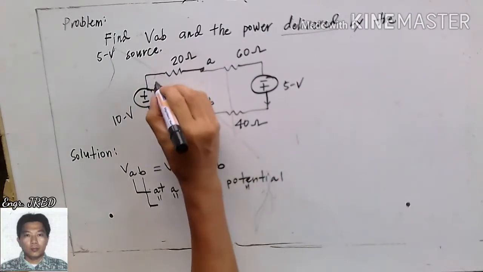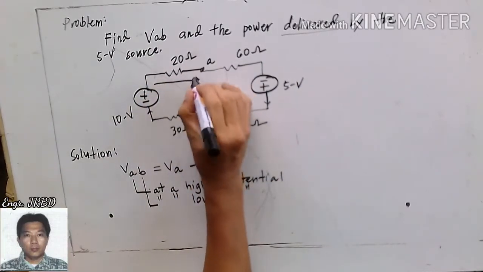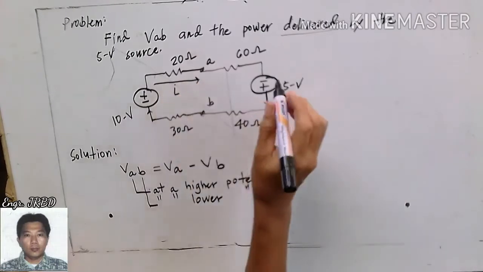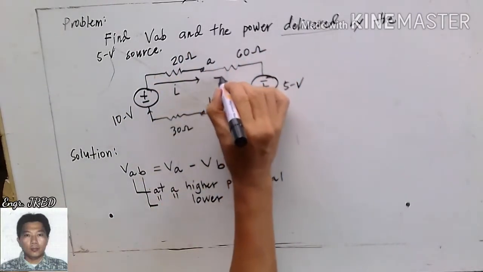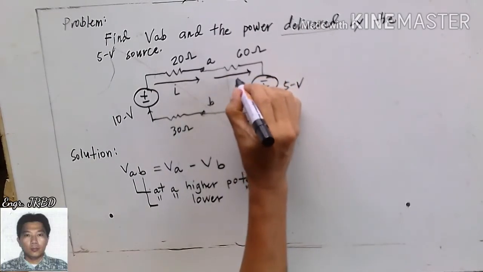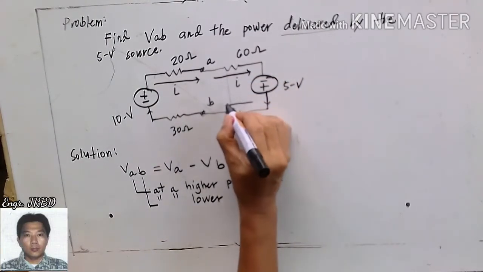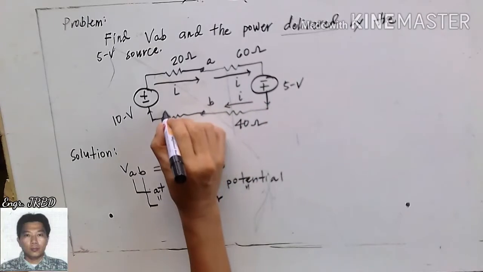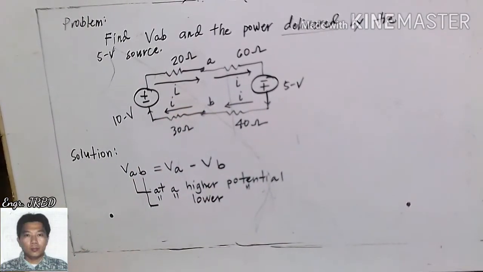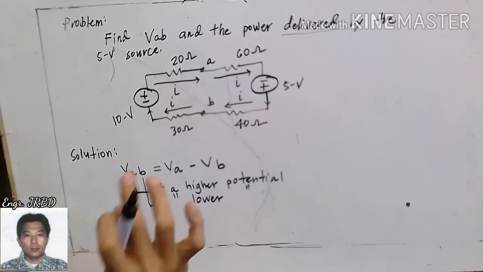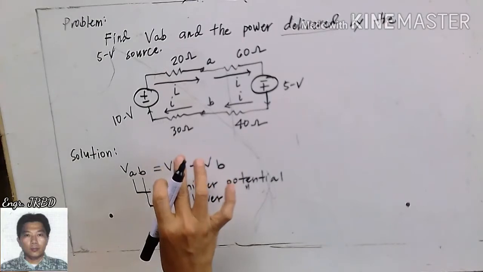So in this case, the current will go from left to right. So this is your I. And since all of these components are in series, the current here is also I. The current here is also I. The current there is also I. First, we need to find your I.